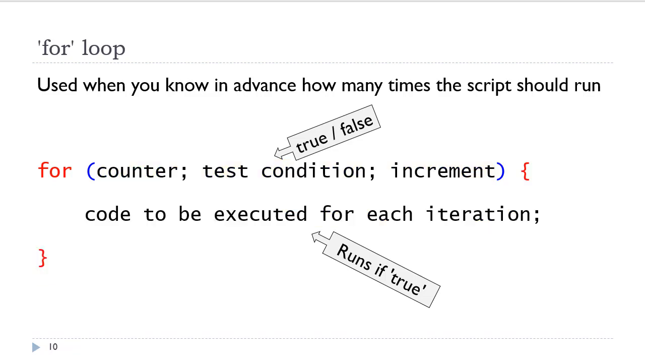So the goal is to iterate through the loop several times, and as long as the condition is true, the code inside the curly braces will execute. We typically start out with some kind of counter, and the test condition which has some kind of a numeric conditional value, and an increment. So every time we loop through the for loop, we will be incrementing the counter and comparing that number to a value in the test condition.